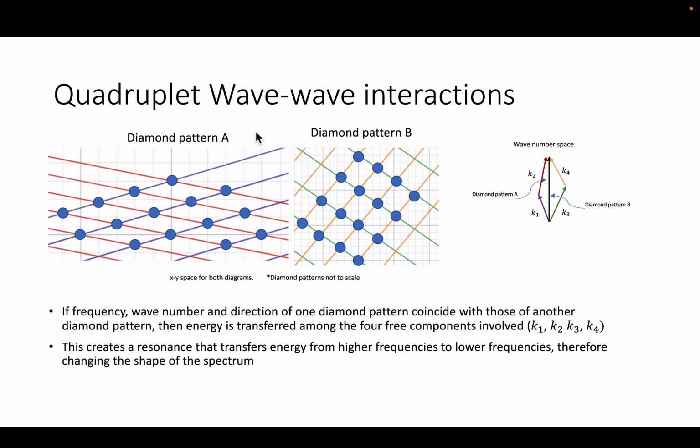As they overlap, they're going to resonate and create a new formation of waves as we saw in our linear wave theory. So if the frequency, wave number, and direction of one diamond pattern coincide with those of another diamond pattern, the energy is transferred among the four free components. This creates a resonance that transfers energy from higher frequencies to lower frequencies, therefore changing the shape of the spectrum.